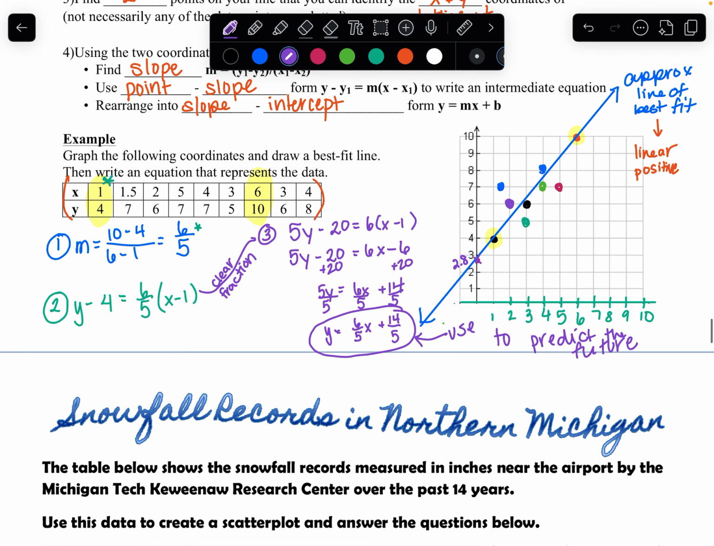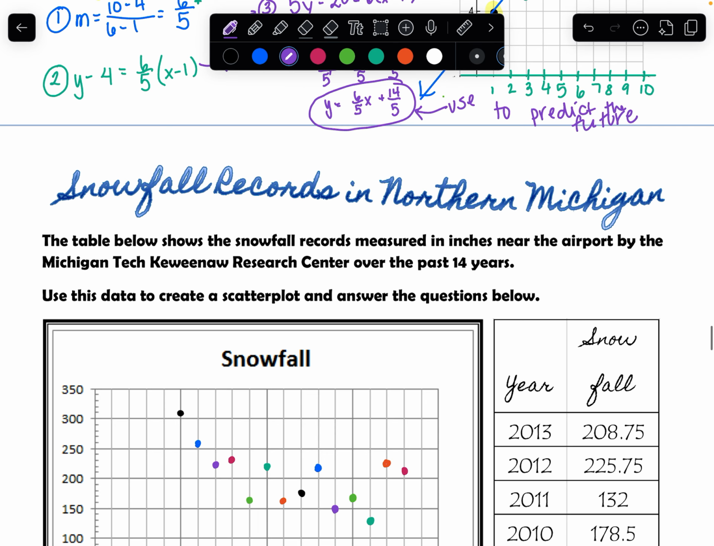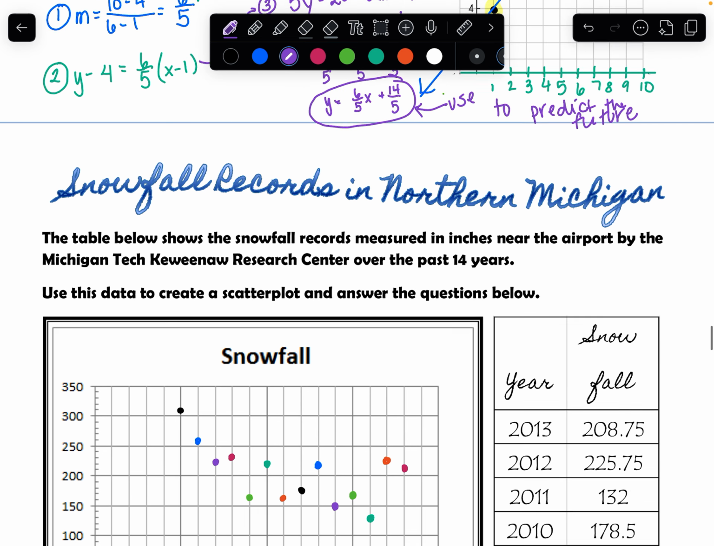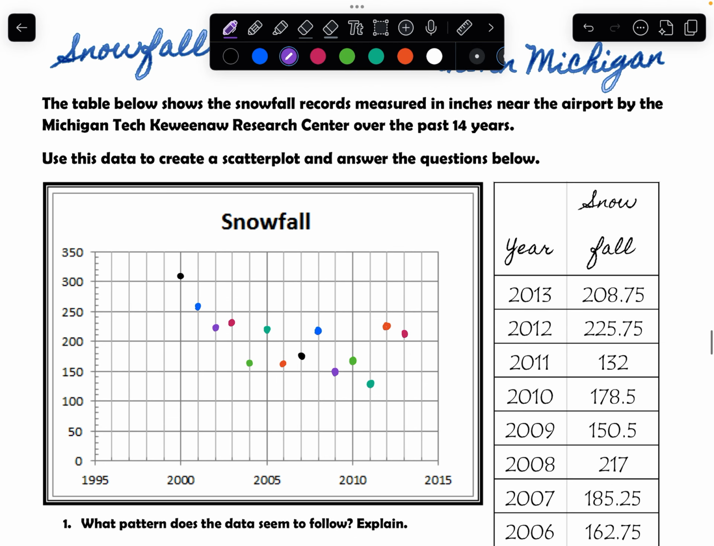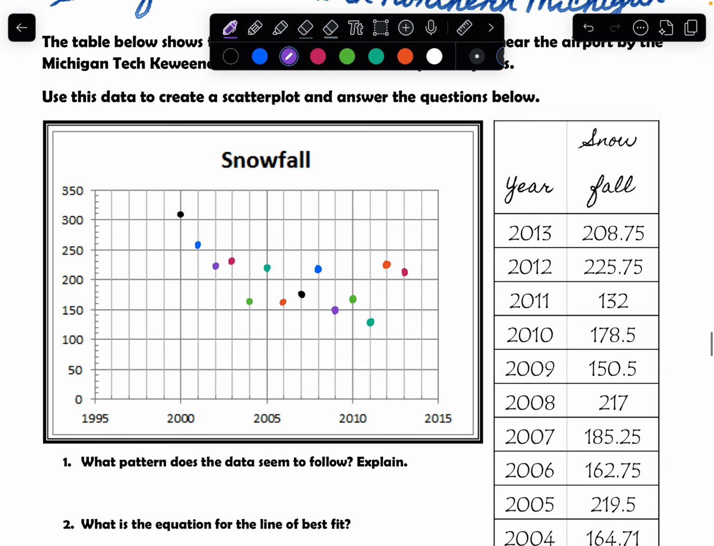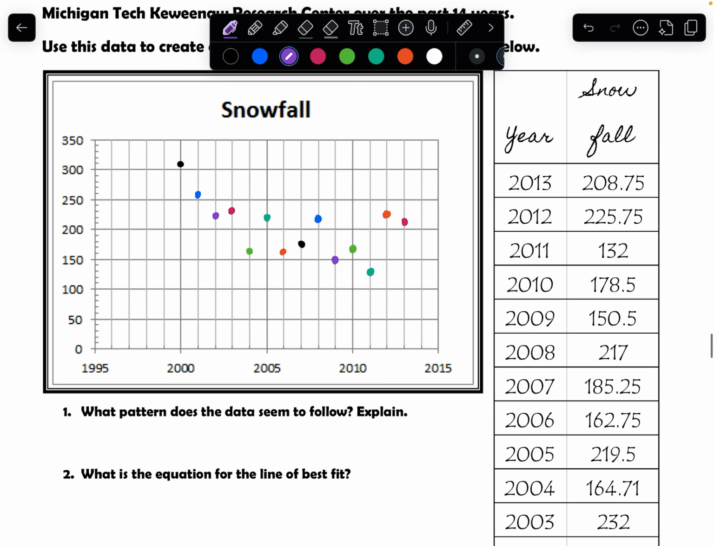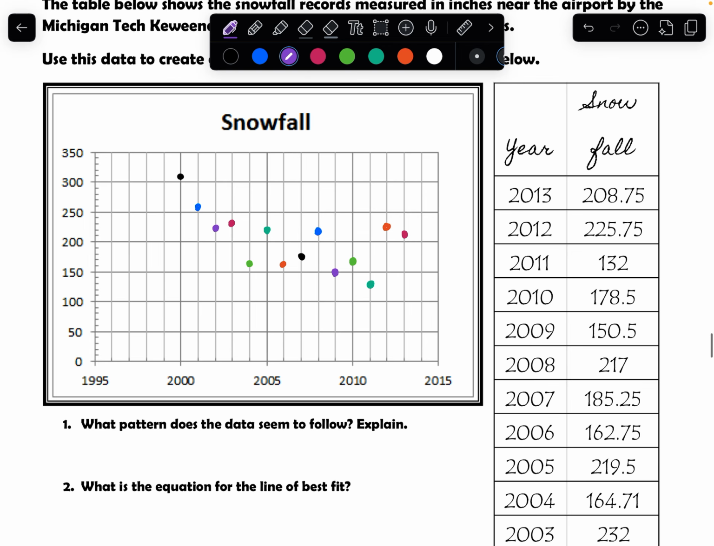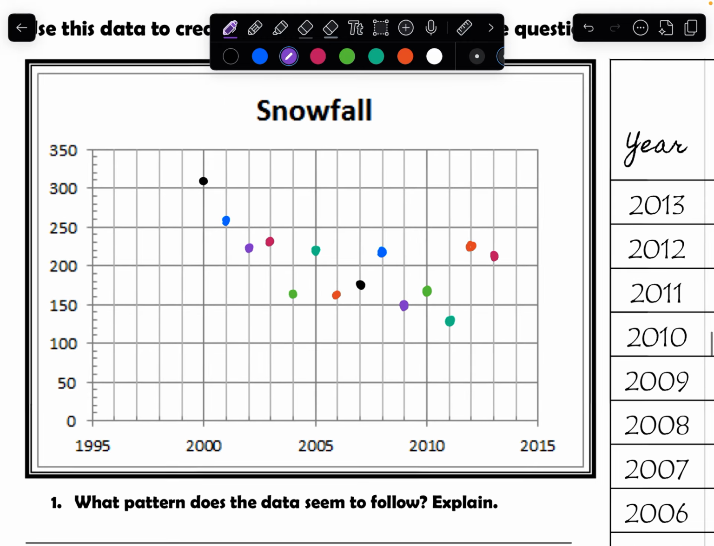So on the next page, we have snowfall records in northern Michigan. The table below shows the snowfall records measured in inches near the airport by the Michigan Tech Keweenaw Research Center over the past 14 years. We're going to use this data to create a scatter plot and answer the questions below. As you can tell, I already graphed all these points. If you want to take a moment and pause the video so you can copy them down, you can. But I'm going to keep going.